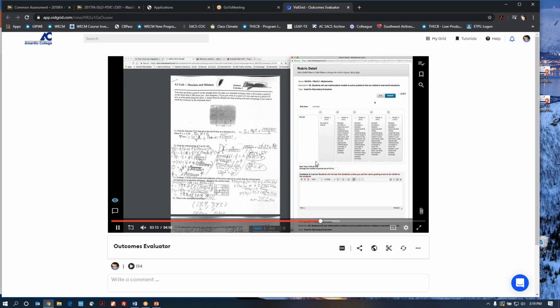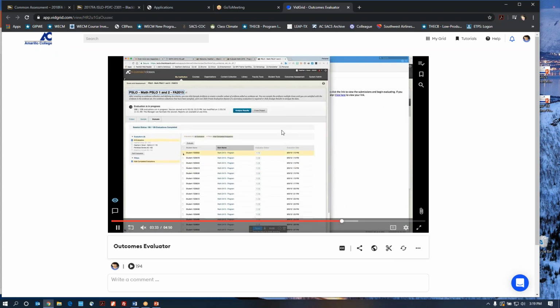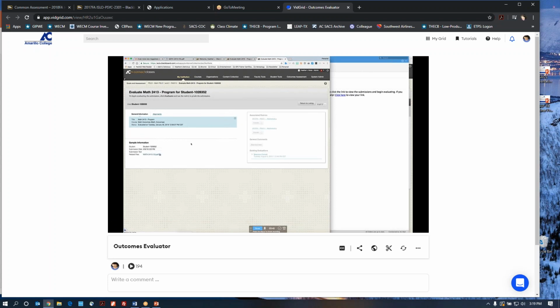So this is what it looks like when they get the link from Blackboard. They get to see the student work and the rubric on the same screen. Here's what it also looks like that I showed you earlier, but this is showing you all the students. You can select them all at once and assess them in one sitting, or you can select one student and just come back to it when you need to. It saves after each student that you evaluate.